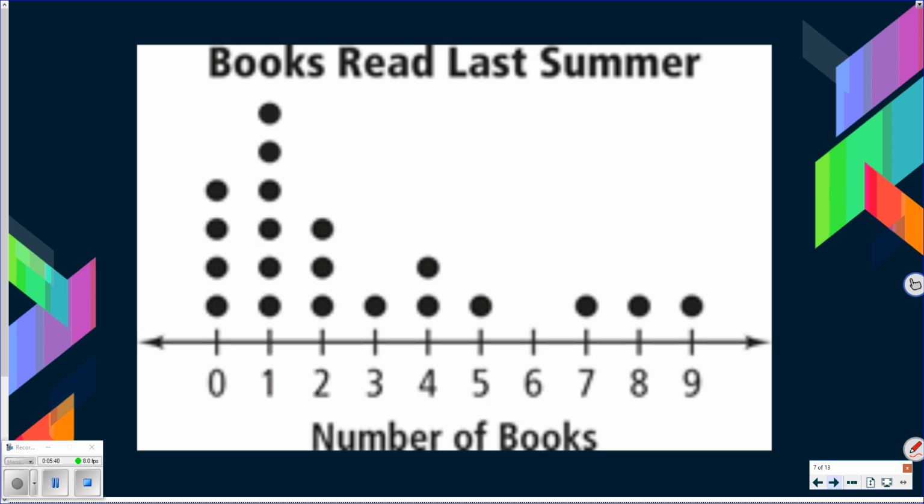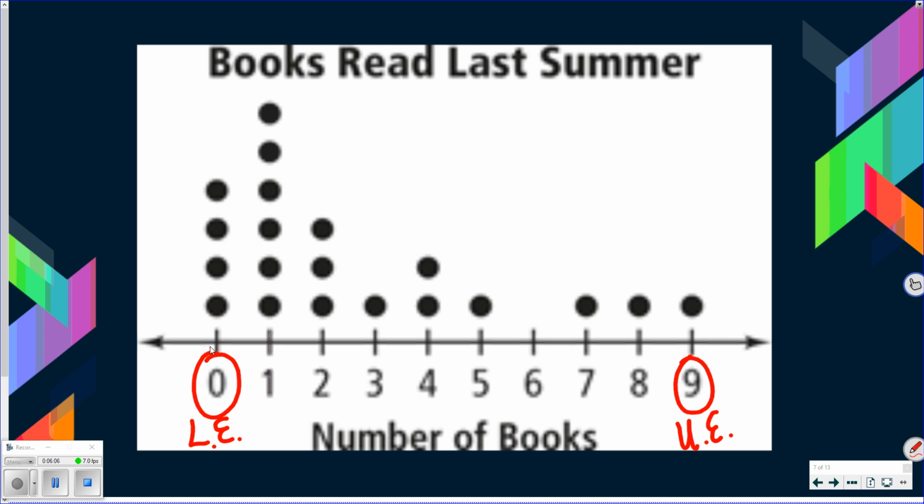This dot plot shows us the number of books that were read last summer. Can you tell me what the lower extreme is? If you answered 0, you are correct. I'm going to use an LE for lower extreme. Where's the upper extreme? Are you thinking 9? If you are, then you are correct.